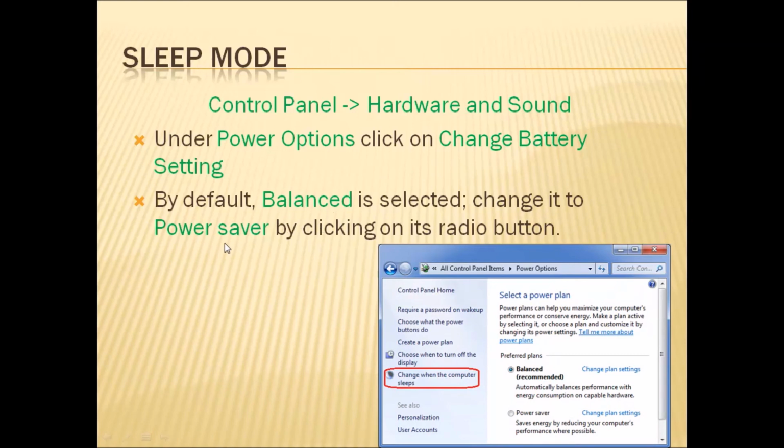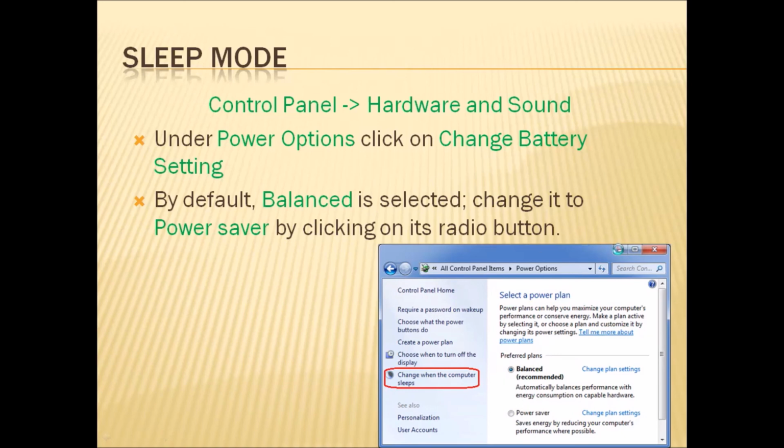Under power options, you have to change the battery settings. It will be balanced. You have to change to power saver settings. If you change this, your computer will go into sleep mode.